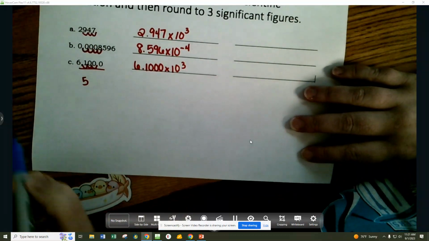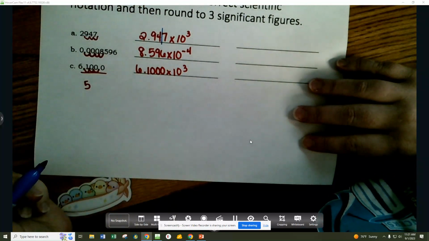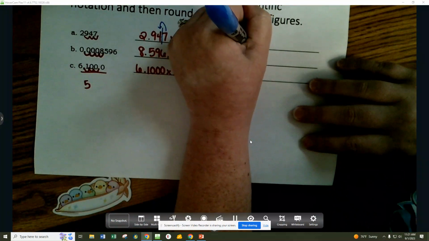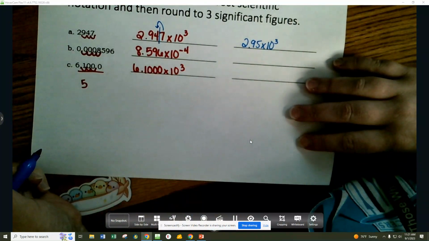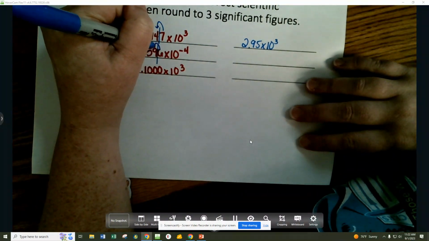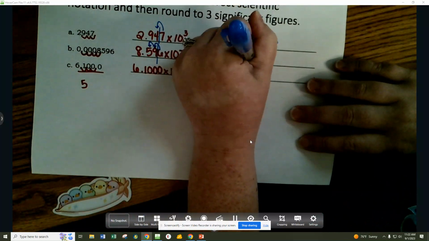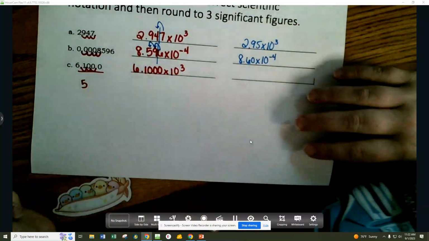Okay. It wants us to then round these down to 3. So here I can keep all the way to the hundredths. I will round up to get 2.95, and that's going to be to the positive third. In B, I can keep all the way again to the hundredths. I am going to round and have that domino effect. So we end up with 8.60, and that was to the negative fourth. Again, that doesn't change anything with the power here.